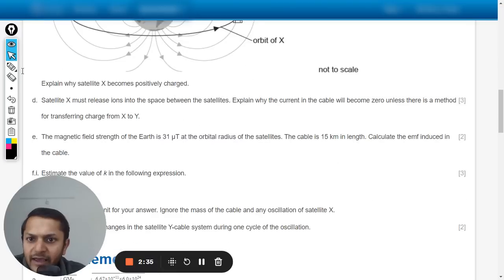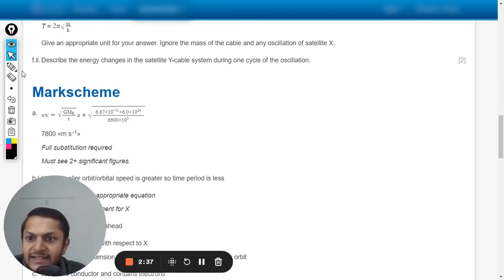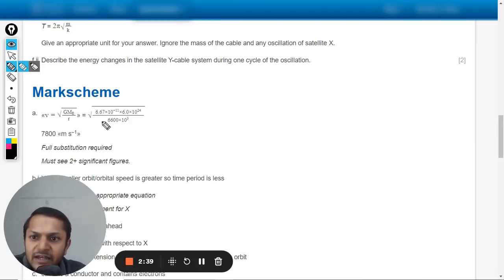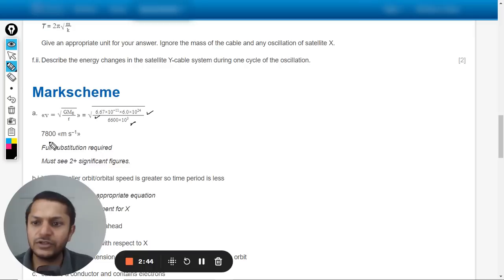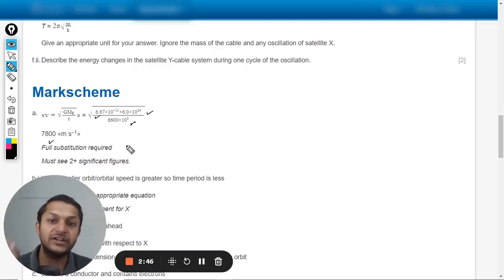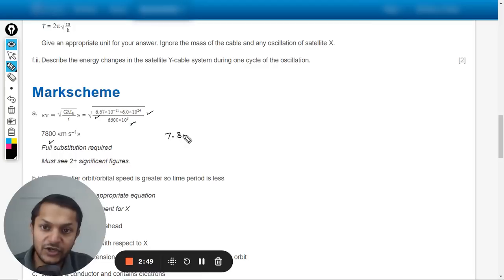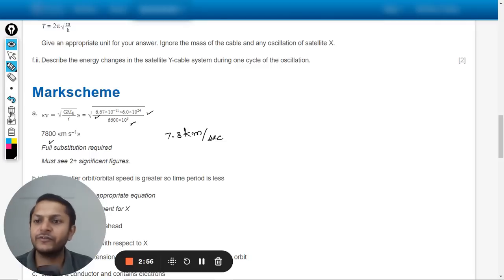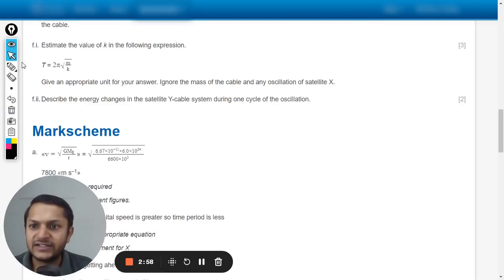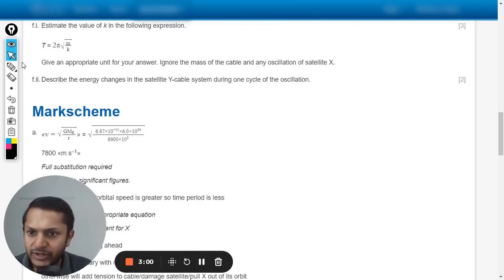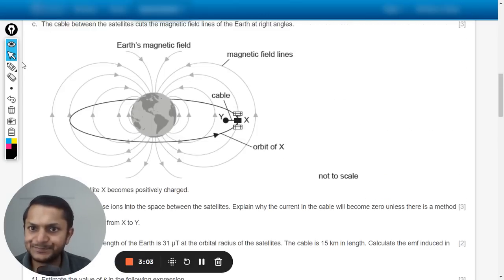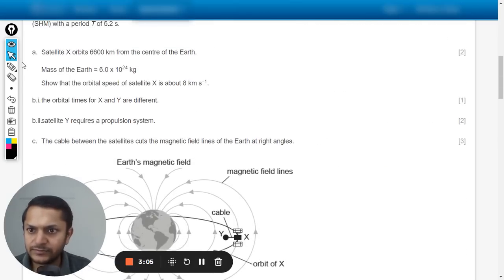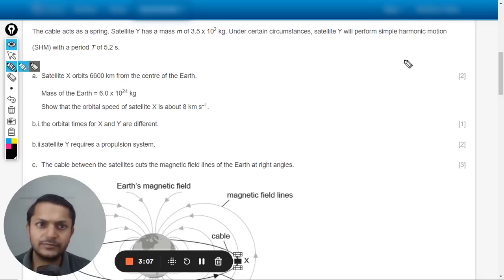In the mark scheme, the answer is 7,800 meters per second. You can see this is G, this is the mass, and this is the radius that they have taken. So the answer is 7,800 meters per second. It's huge, like 7.8 kilometers per second, but there is no surprise. This is generally the velocity of satellites, isn't it? Anyways, let us move to the next. We have to remember it, 7,800 meters per second. Just write it here.